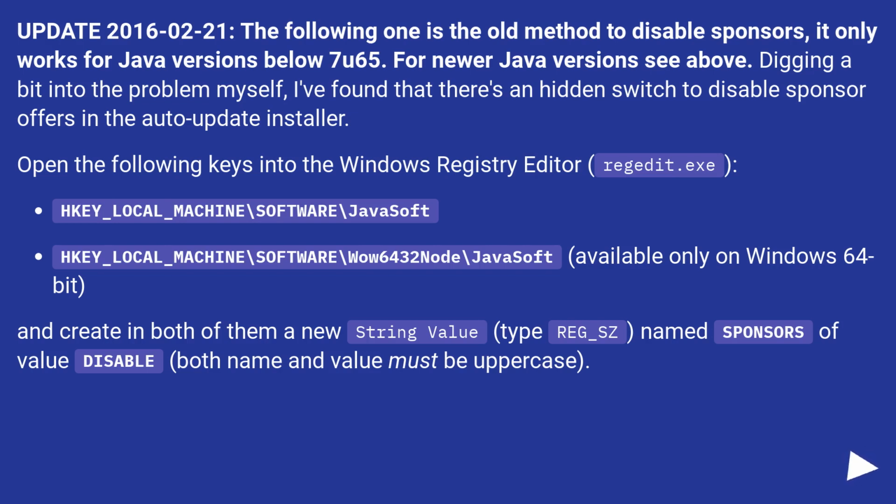Update the 21st of February 2016. The following one is the old method to disable sponsors. It only works for Java versions below 7U65. For newer Java versions, see above.